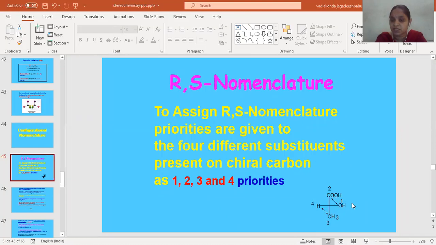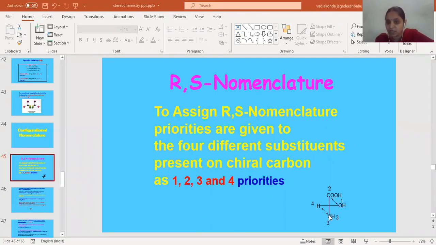So here the highest priority is OH and the least priority is hydrogen. Then we have to arrange the groups in such a way that the least priority group comes to the vertical line, but with an even number of interchanges. Here we have to interchange hydrogen and methyl. Then hydrogen will come to the vertical line and methyl will go to the horizontal line. In the same way, for an even number of interchanges, the opposite groups also we have to interchange. OH will go here and COOH will come here.